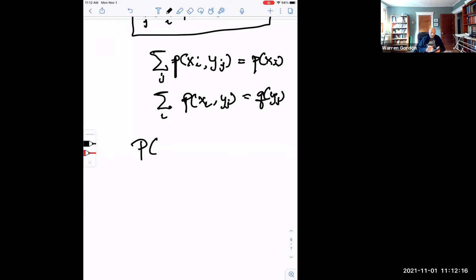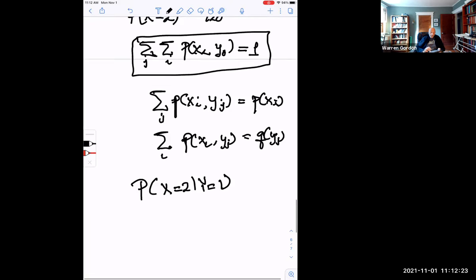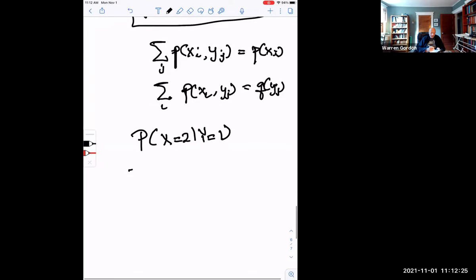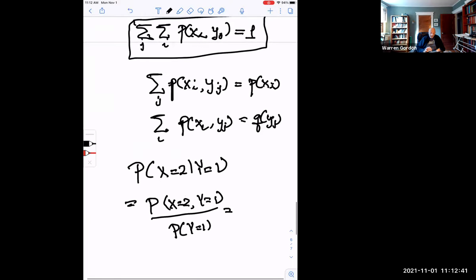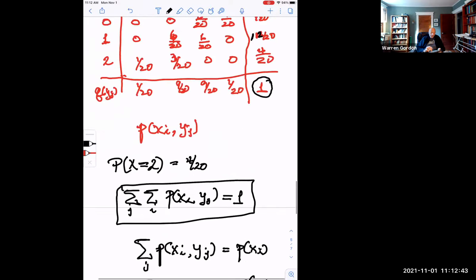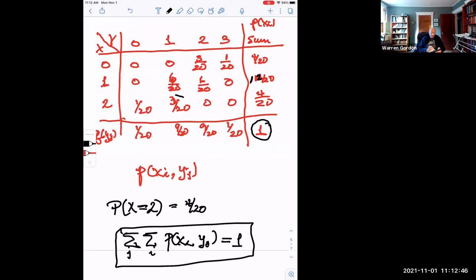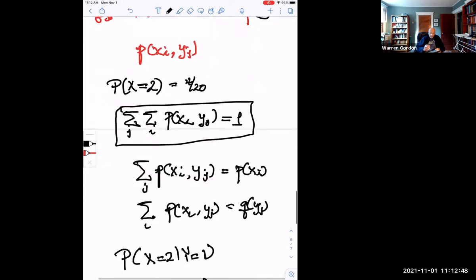What's the probability that x equals 2 given y equals 1? Well, that's just a conditional probability, and that's just the probability that x equals 2, y equals 1. That's the intersection divided by the probability that's being given. Now we go back up here. The probability x equals 2 and y equals 1. That's 3 out of 20.